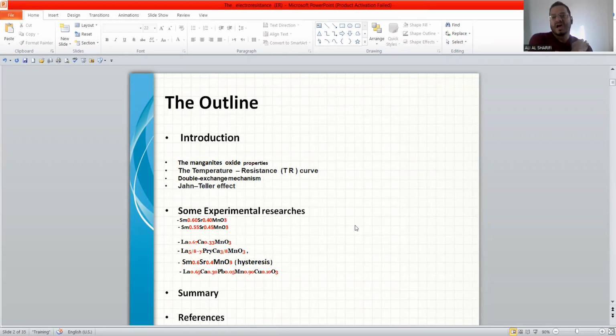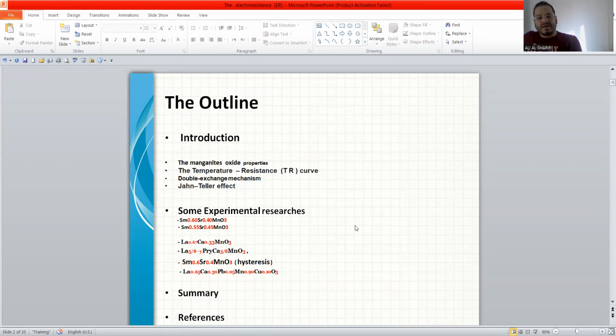After that, I will explain the relation in the temperature resistance curve. What is the Curie temperature, what is the insulating-metal transition temperature, and many things like that. The difference between after this critical point and before. The double exchange mechanism and the Jahn-Teller effect, because both of them are very important methods for us. We use them in electric resistance in manganite.